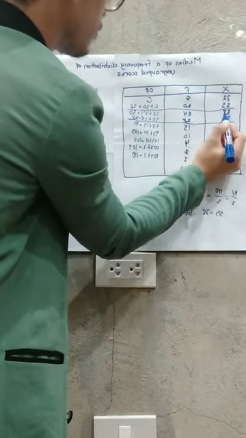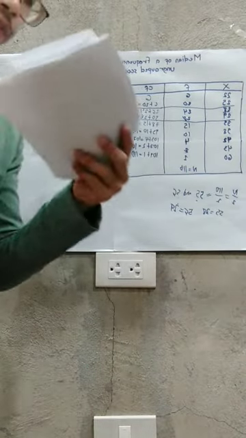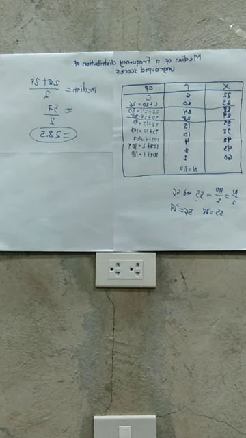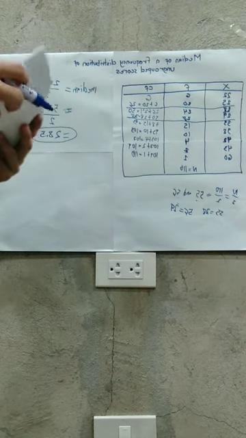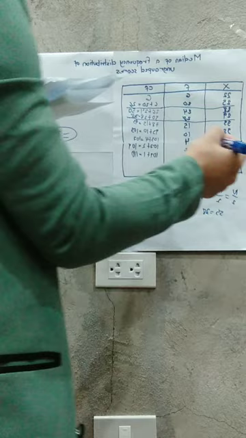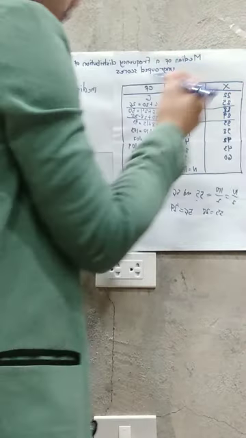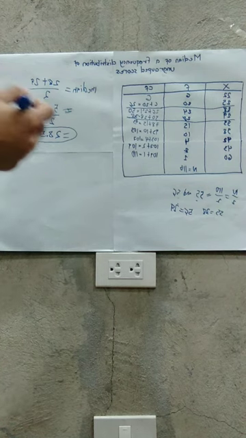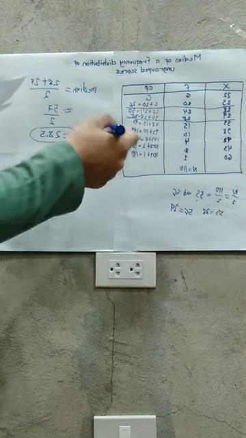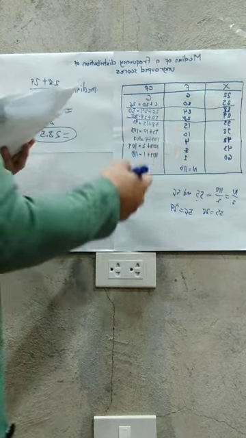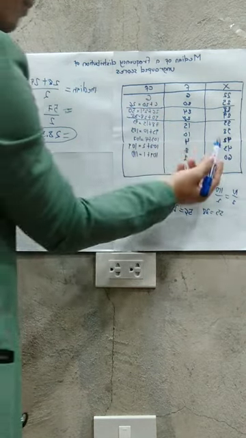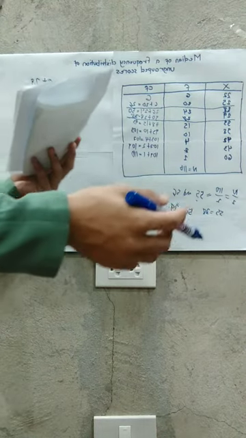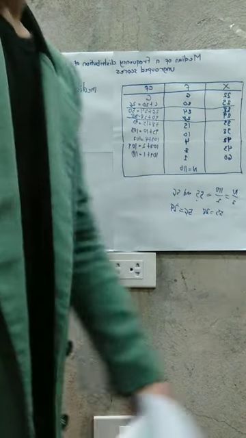So this indicates that a student who scores greater than 28.5 belongs to the upper 50% of the class, and a student who scores less than 28.5 belongs to the lower 50% of the class. So that's all.